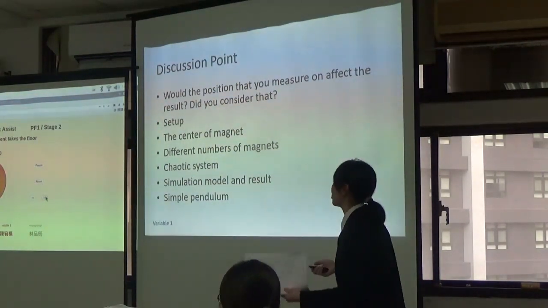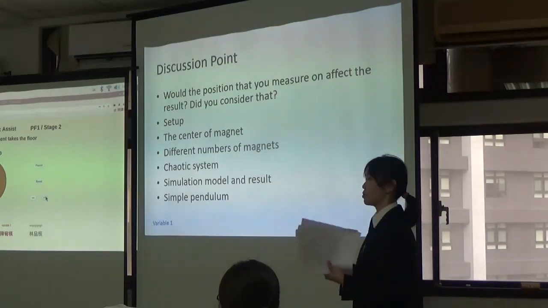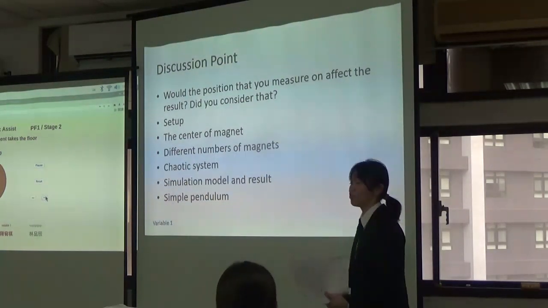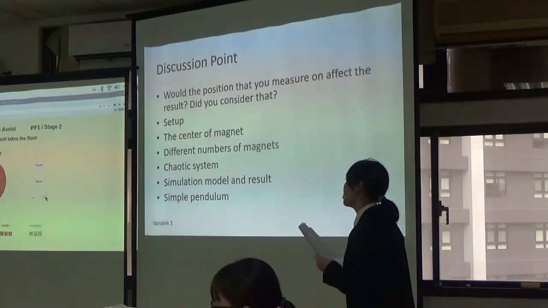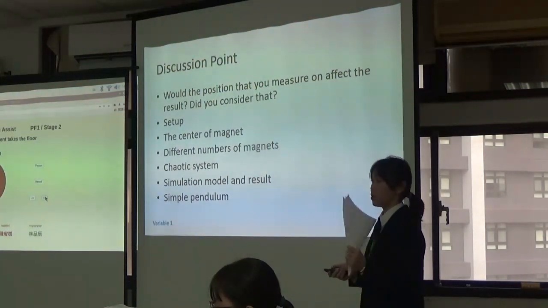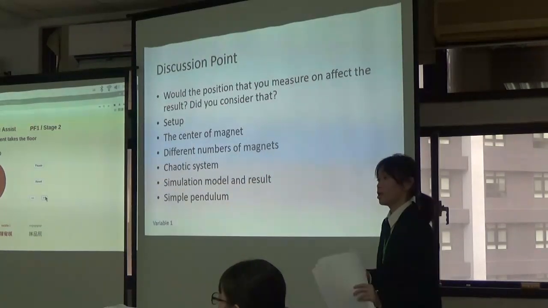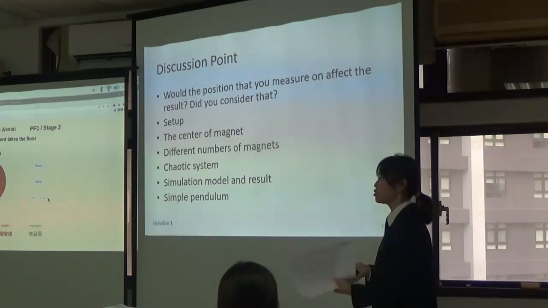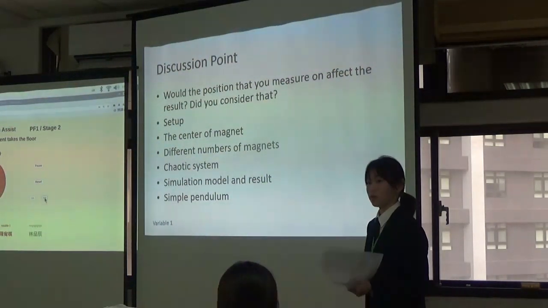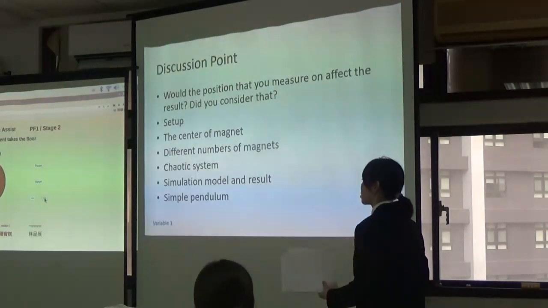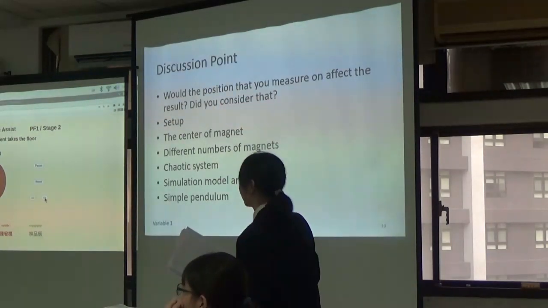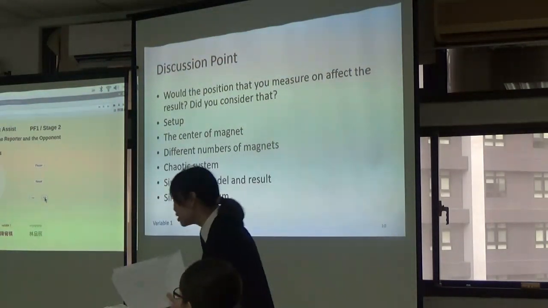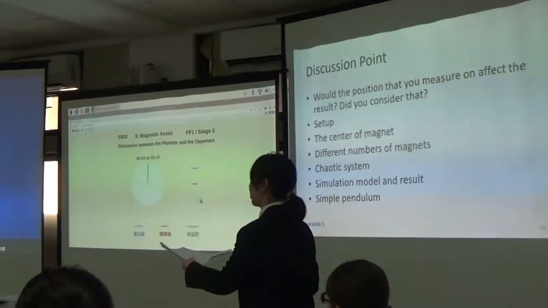And simulation models and results and single pendulum. I don't think a single pendulum is okay for this theory, because a single pendulum has only one force, the tension, but there is another force, so we cannot use a single pendulum. So I would like to invite the reporter onto the stage. Discussion. So could you please show me your presentation?